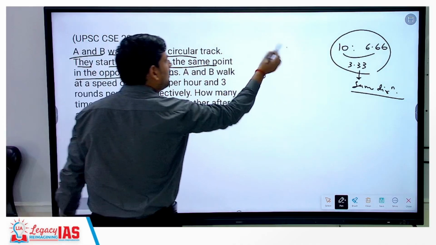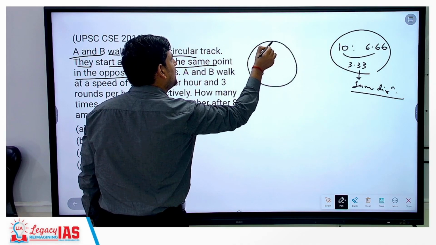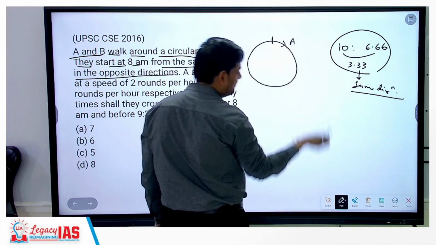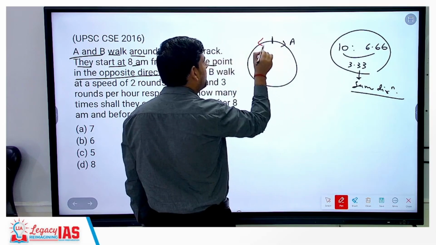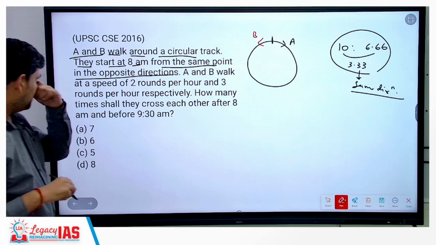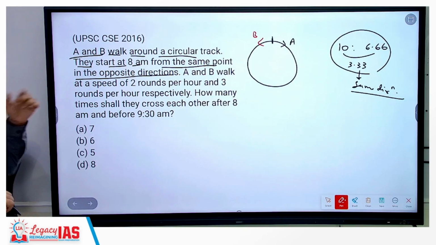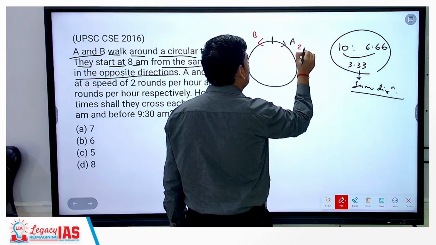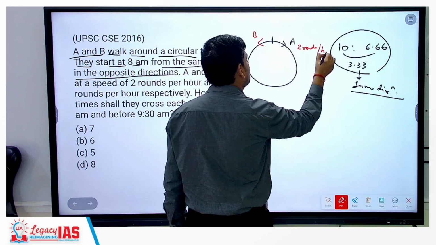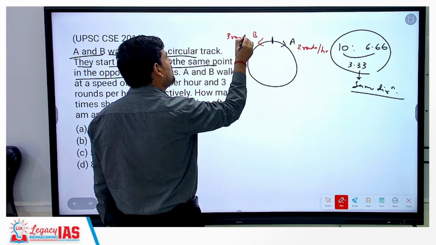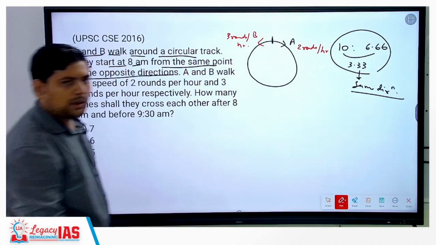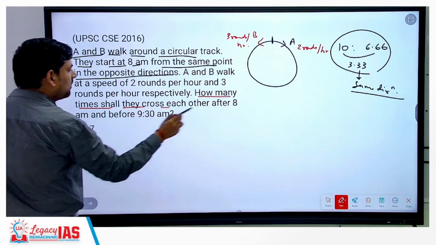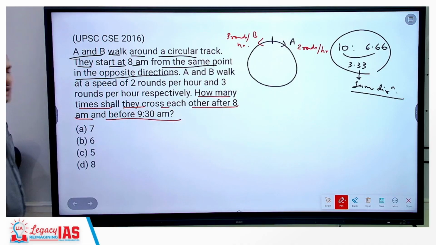Okay, so let's say this is the starting point, A moves in this direction and B moves in this direction, opposite directions. A and B walk at a speed of 2 rounds per hour and 3 rounds per hour. So A is walking at 2 rounds per hour and B is walking at 3 rounds per hour. Now how many times shall they cross each other after 8 AM and before 9:30?